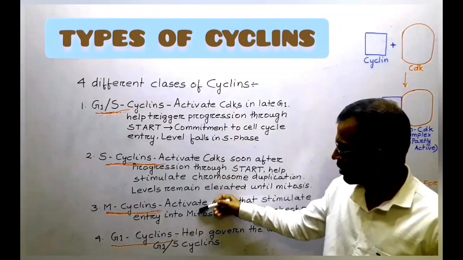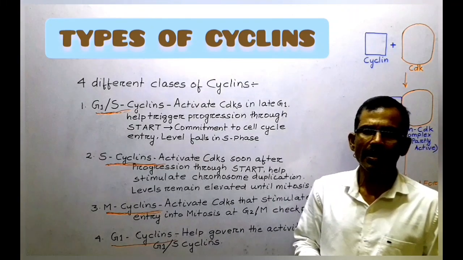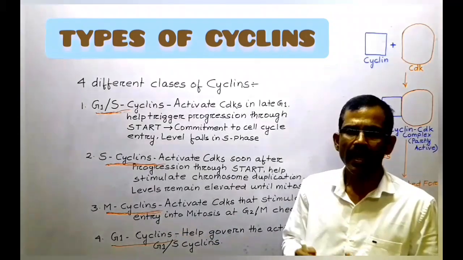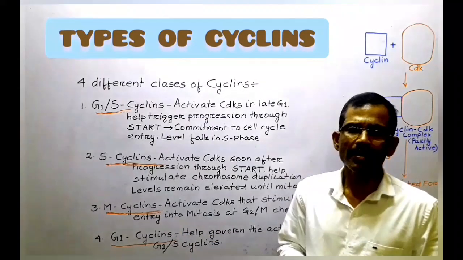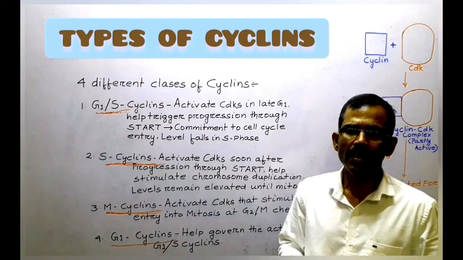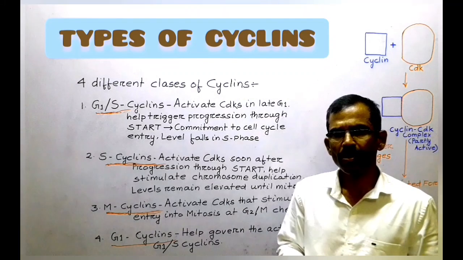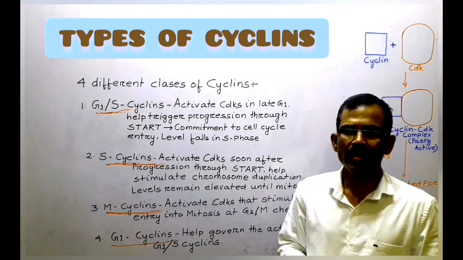In addition to this, in most of the cells, there is a fourth class of cyclins known as G1 cyclins that help govern the activity of G1S cyclins that help trigger progression through the start. Friends, you know that start is the first checkpoint in the cell cycle.